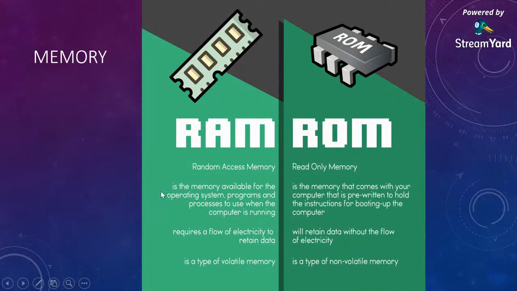And the further description: RAM is the memory available for the operating system processes to use when the computer is running. ROM is the memory that comes with your computer that is pre-written to hold the instructions for booting up the computer.